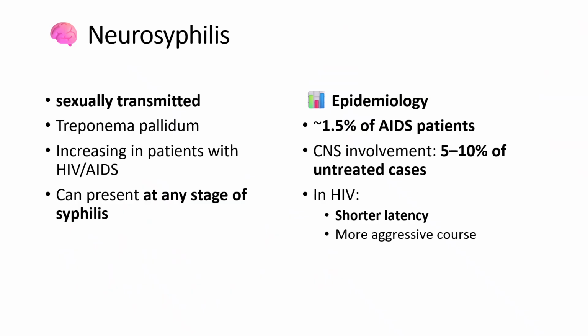Coming to neurosyphilis, it is a sexually transmitted infection due to Treponema pallidum. The incidence increases in patients with HIV or AIDS. It can present at any stage of syphilis. 1.5% of AIDS patients are infected with this, whereas CNS involvement occurs in 5 to 10% of untreated cases. In HIV, they have a shorter latency and a more aggressive course.